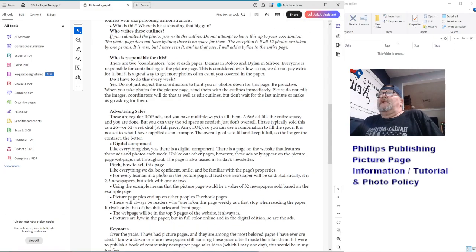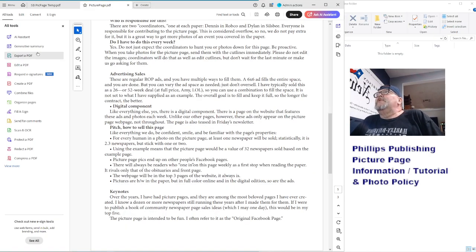The advertising sales. And this is the fun part. This is a very, very, very well-read page. I've been doing this thing for years and years. I know of pages that are still in existence because of it. People will hunt this page down. For every person, it's one or two paper sales.